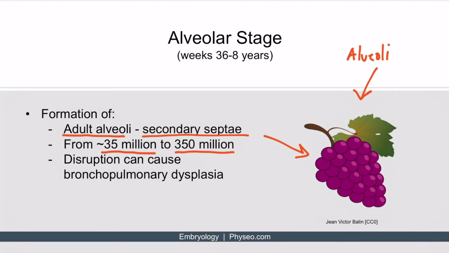And if there's a disruption at any point, then there can be bronchopulmonary dysplasia. The good news is that alveolar development in this alveolar stage continues until about 8 years old, as I just mentioned, which means that even if the patient does have bronchopulmonary dysplasia at birth, they can continue to develop their alveoli and symptoms can improve.